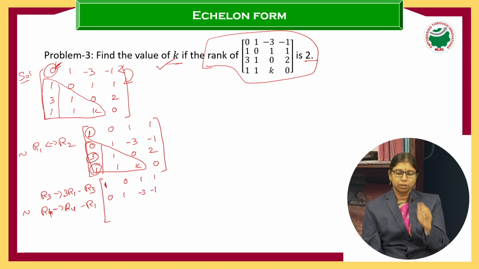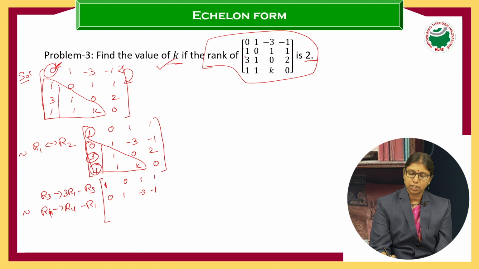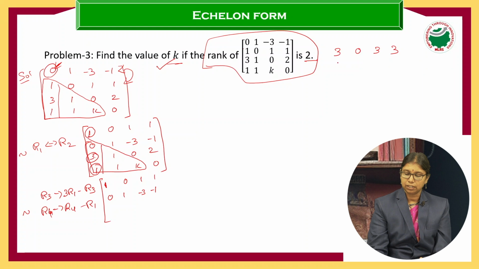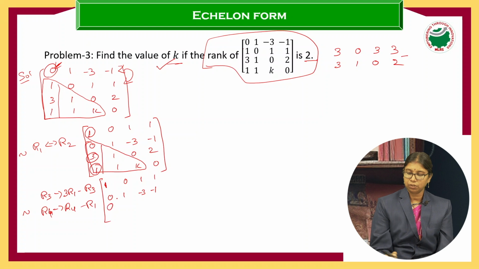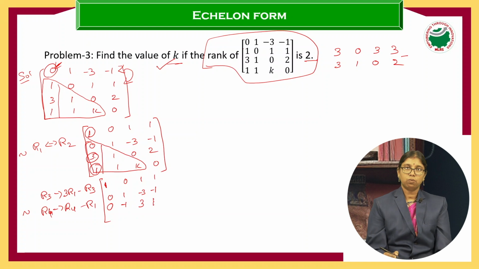Next, 3R1 minus R3. Multiply the first row with 3. That is 3, 0, 3, 3 minus R3. R3 is 3, 1, 0, 2. So by subtracting, 3 minus 3 means 0. 0 minus 1 is minus 1. 3 minus 0 is 3. 3 minus 2 is 1.